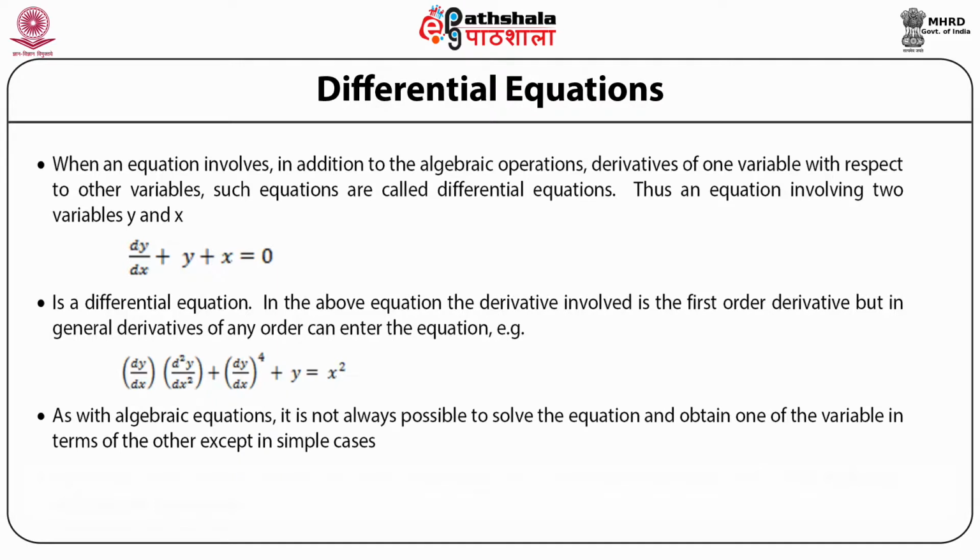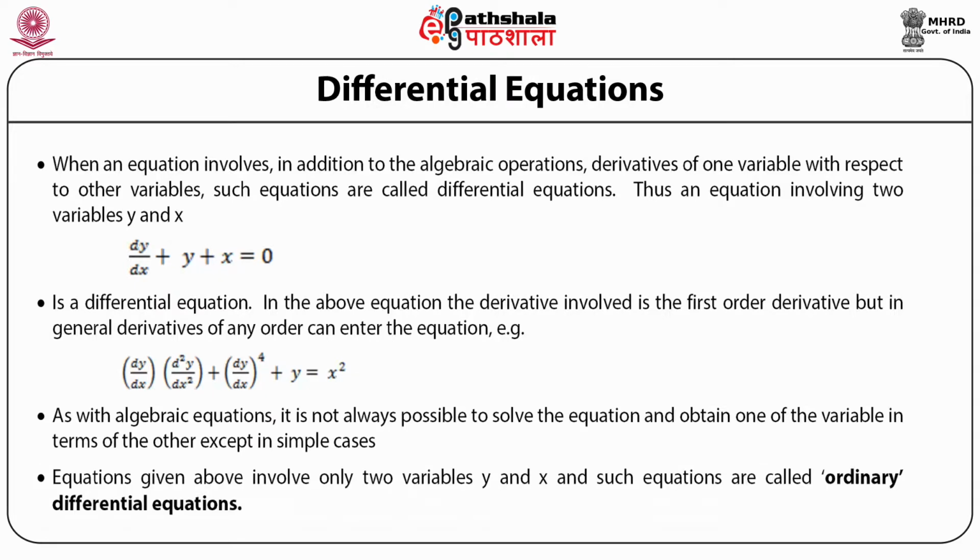Now, as with the case of algebraic equations, it is not always possible to solve the equation and obtain one of the variables in terms of the other, except in some simple cases. The equation given above involves only two variables, y and x, and such equations are called ordinary differential equations.